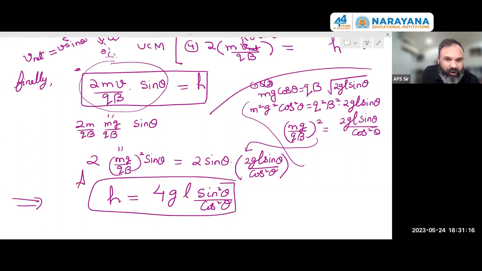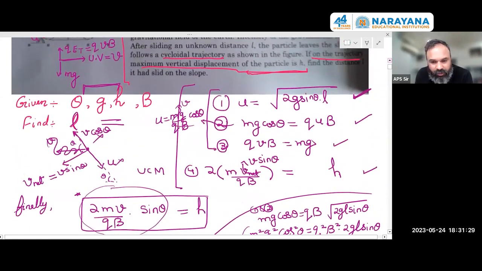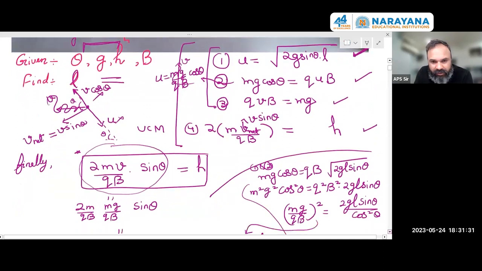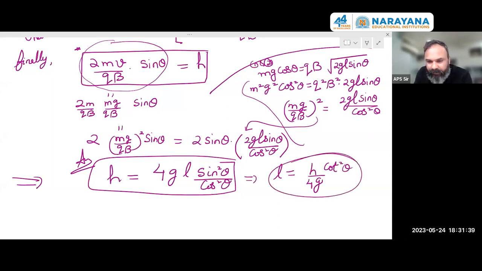And I think this will be your answer, because out of h and l, one term was given to you and second was required. So what is given and required, you have to sort out the value of L. So I think you'll get L as h upon 4g into cot square theta. You will definitely get your result.